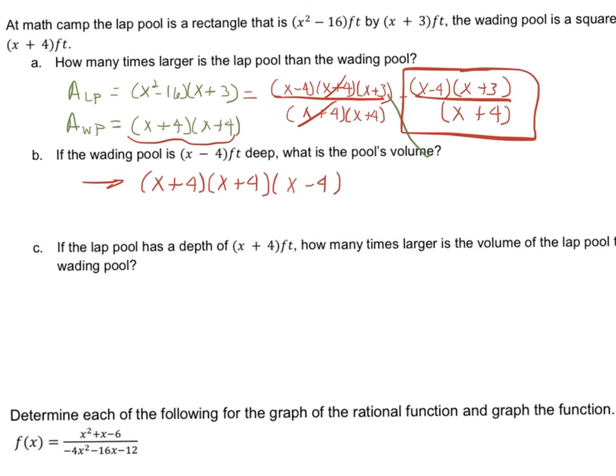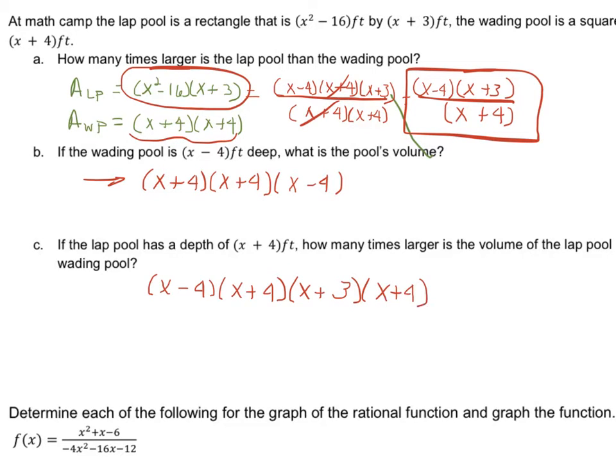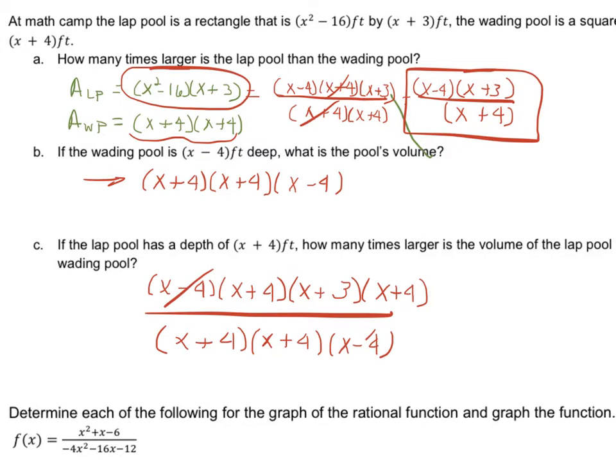And then finally, if the lap pool has a certain depth, well, here's the area of the lap pool, so we'll take that. I'm going to factor that x squared minus 16 times its depth, and I'll divide that by the volume of the wading pool. And we'll just cancel, cancel, cancel, and it's x plus 3 more. That's all there is to it.